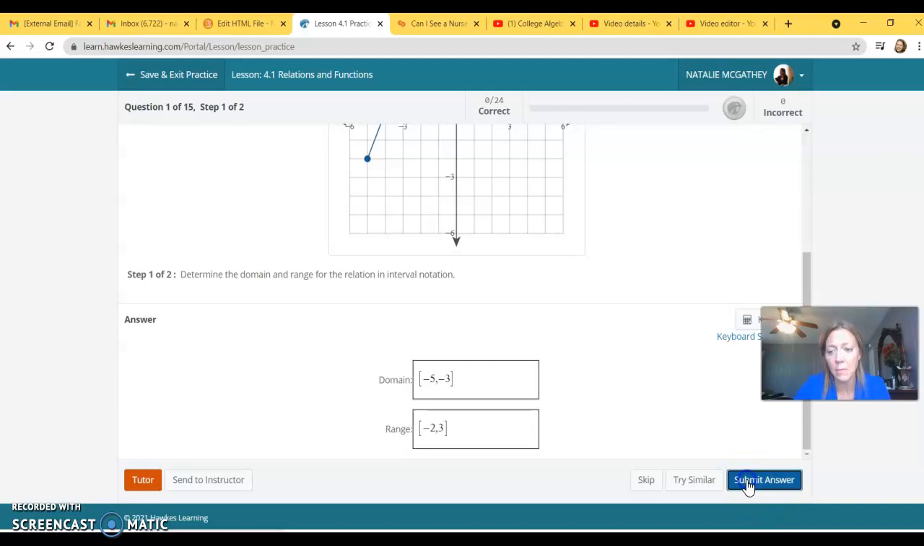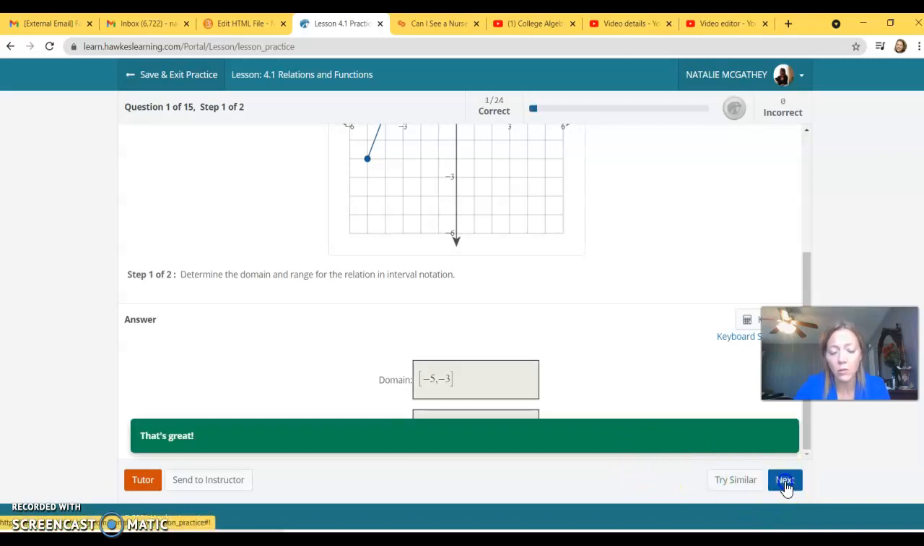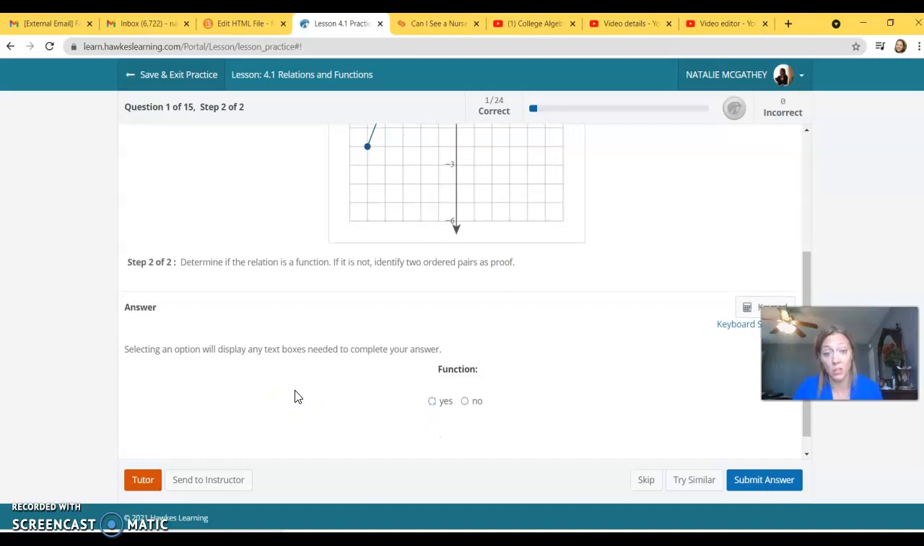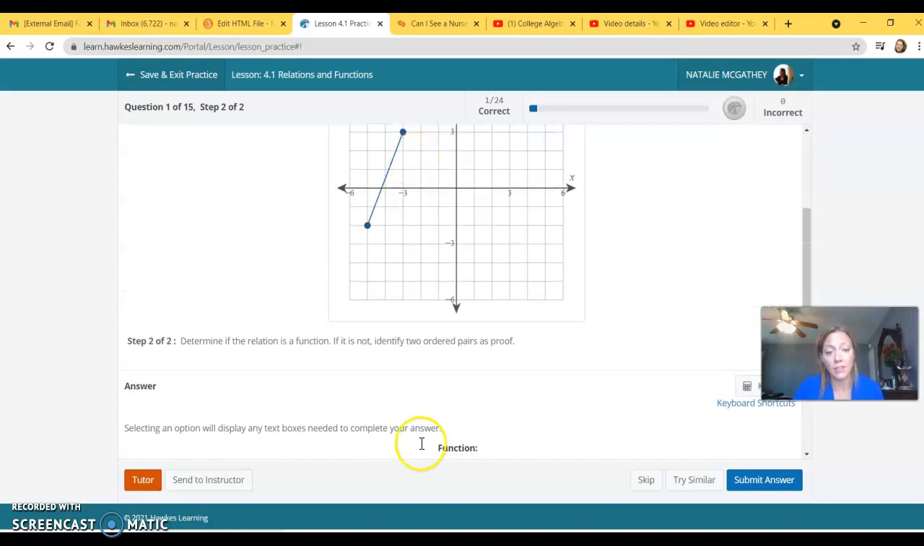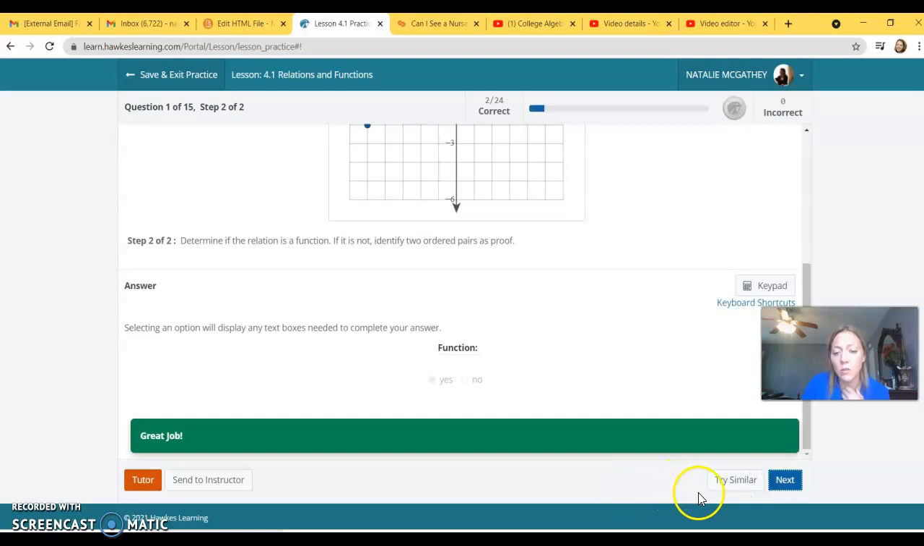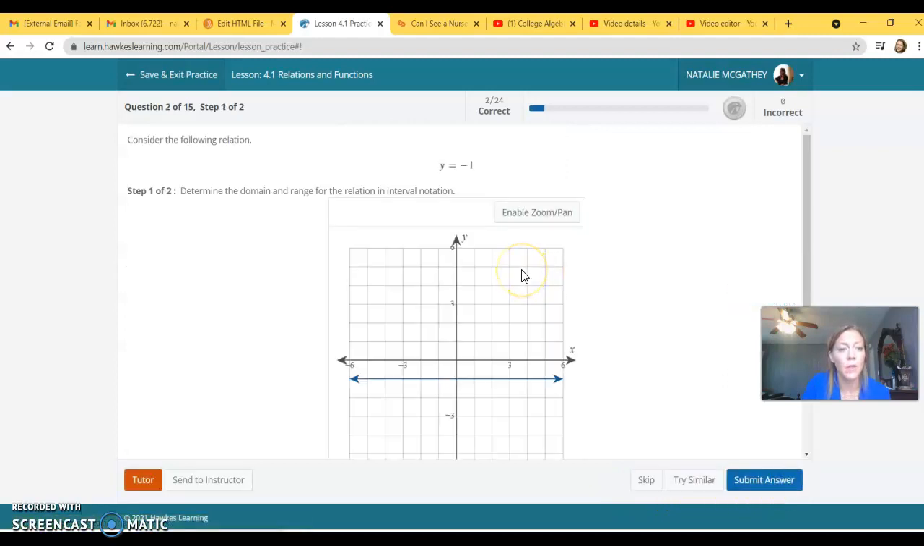Once I submit my answer there, you can go on to step 2, which asks you if it's a function. For this example, I'm going to say yes, it's a function. But if I were to say no, it's not a function, it's going to ask you for 2 points that prove that it's not a function. That'll be 2 points that lie on the same vertical line on the graph. Okay, let's go ahead and skip through.